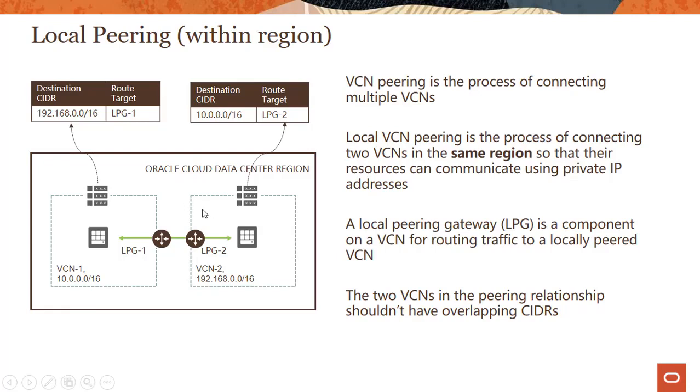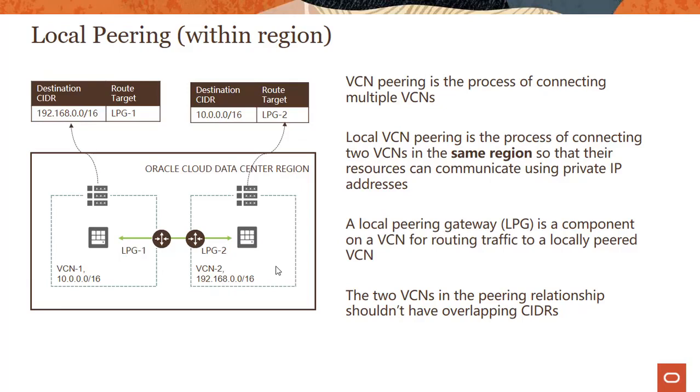There are a couple of things you need to understand. It comes up in the exams also. The first one is that the two VCNs in the peering relationship cannot have overlapping CIDRs. So if you had an overlapping CIDR here, let's say a 10.0.0.0/24 address space, it would not work, because /24 is a subset of /16. You will not be able to establish a peering connection.